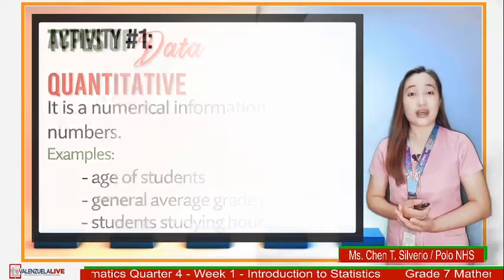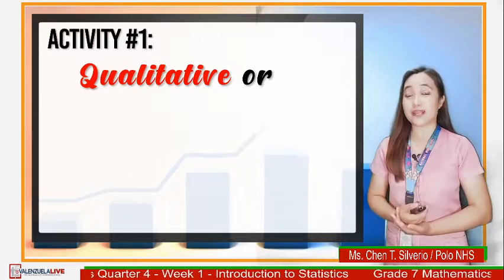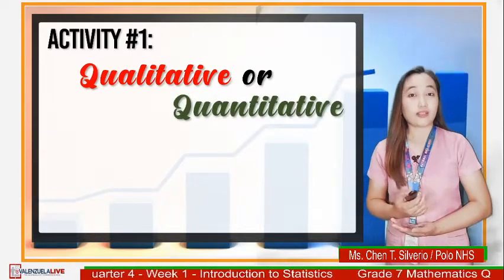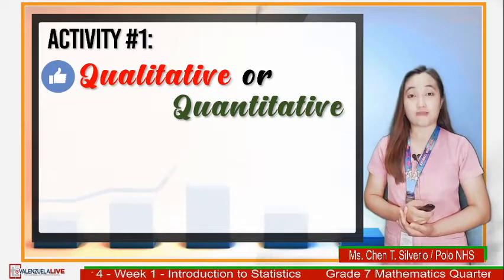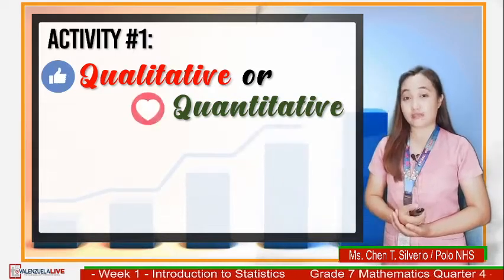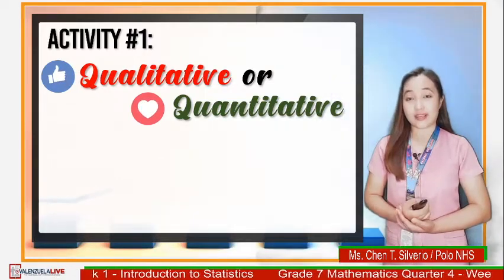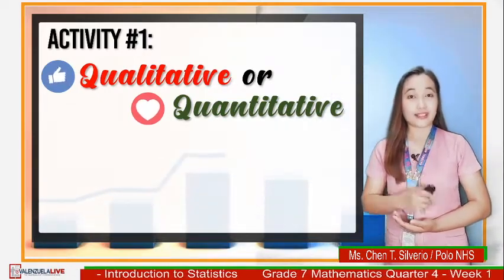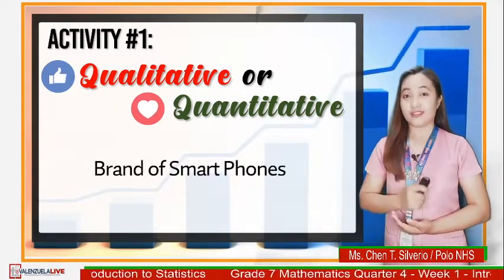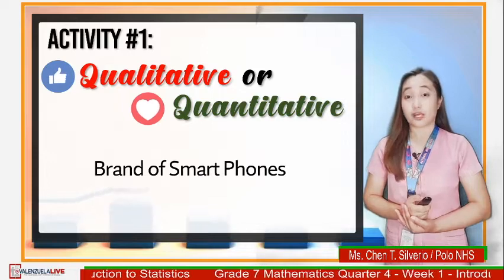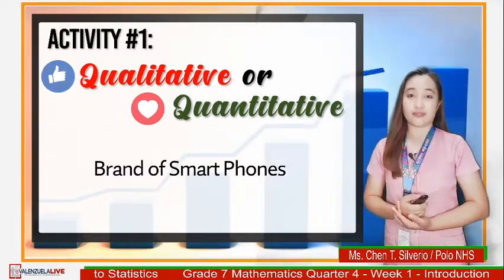Now, let us have our activity number 1. You will just simply determine if the given data are qualitative or quantitative. You will click the Like React button if it is a qualitative data, and the Love React button if it is a quantitative data. Are you ready? Let's begin. Number 1. The brand of smartphones. Is it qualitative or quantitative?